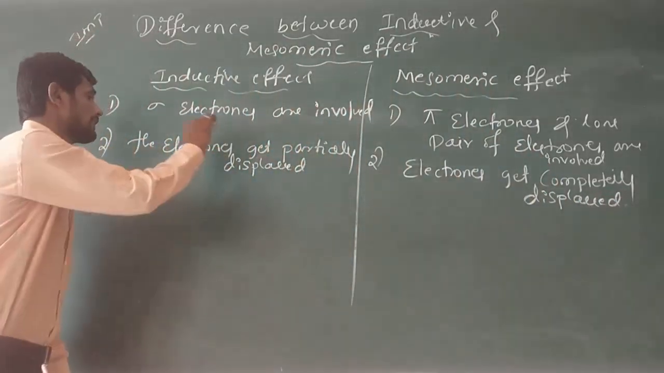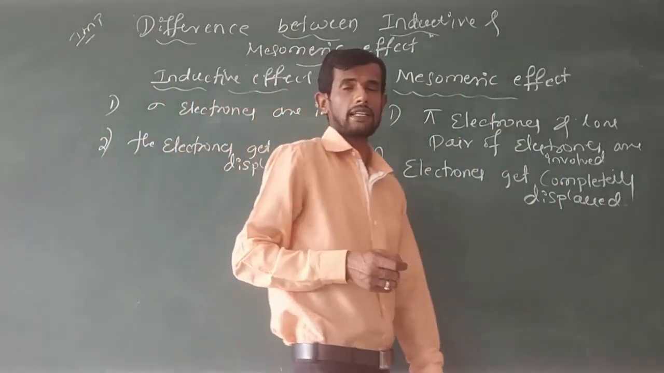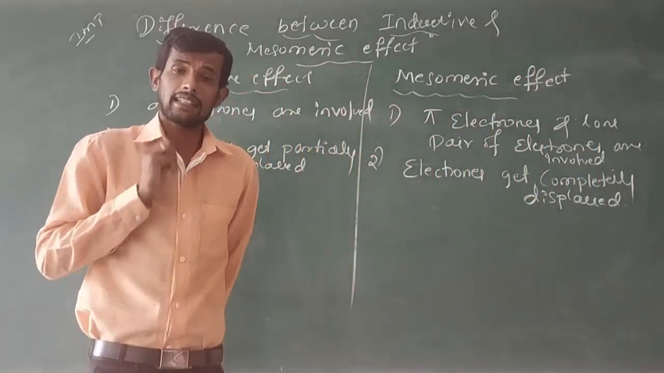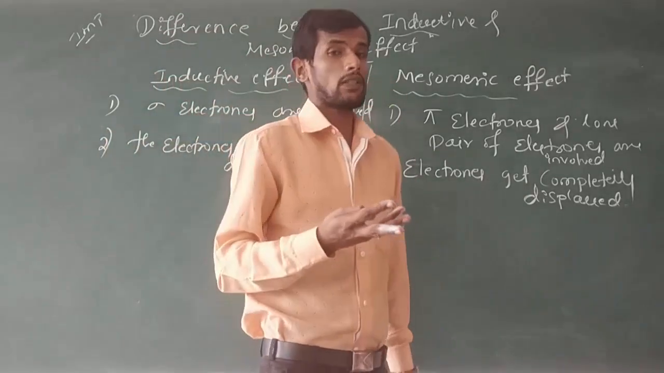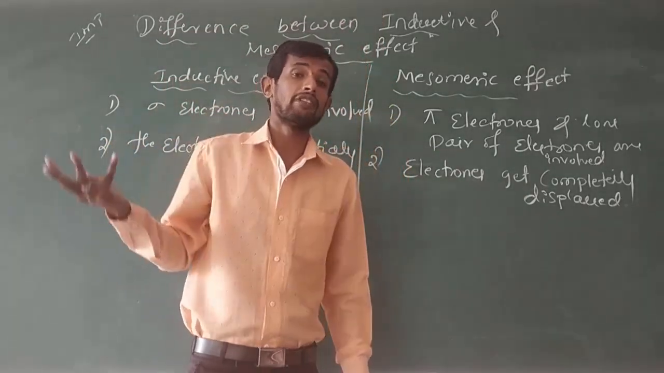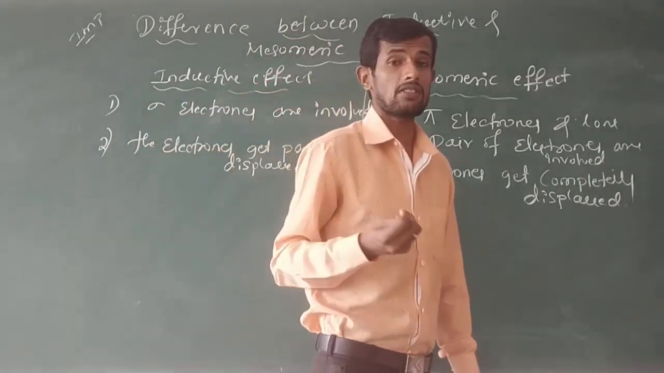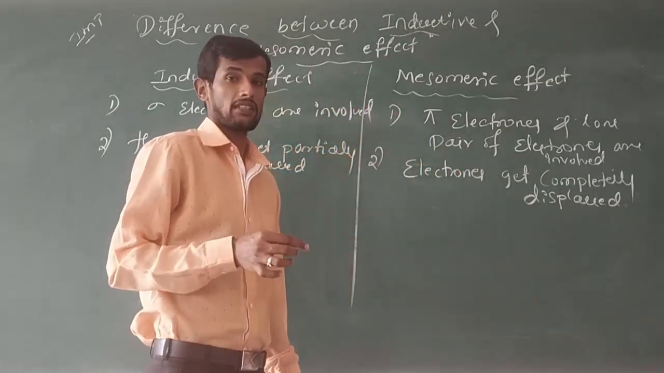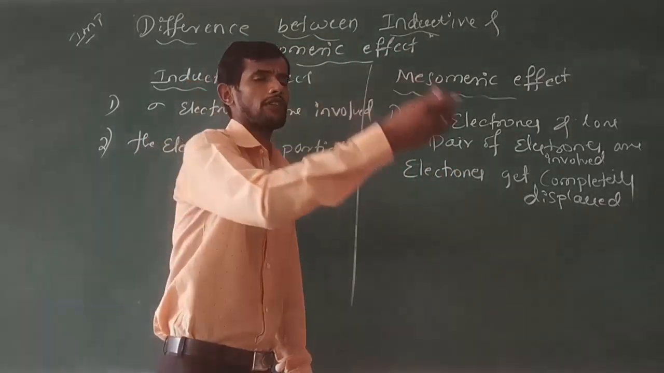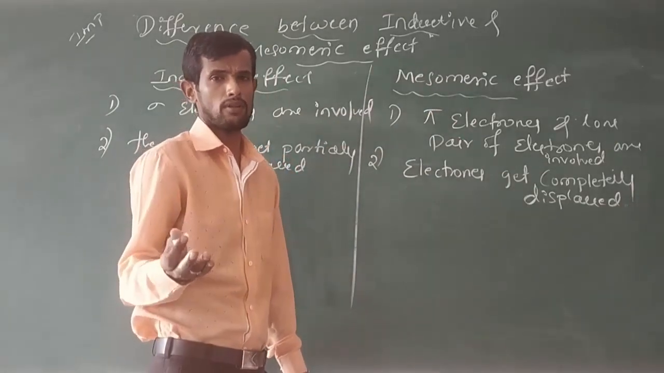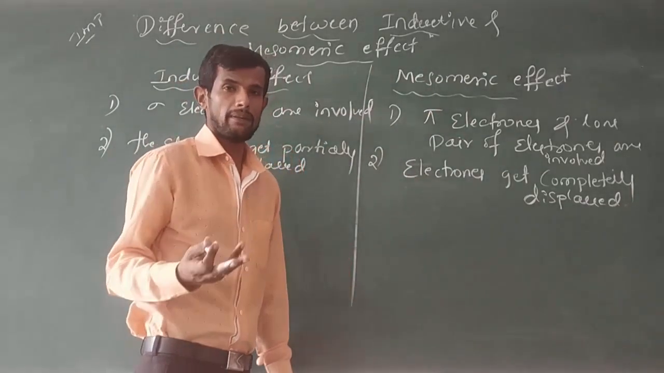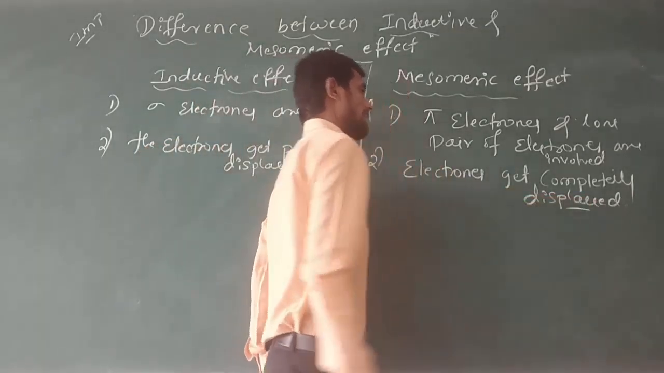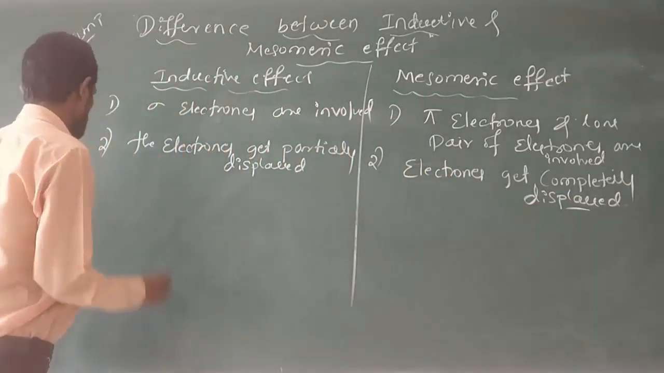In the inductive effect, the movement of electrons takes place towards the more electronegative atom. The one which donates the electron gets partial positive charge, and the one which accepts the electron gets partial negative charge. But the mesomeric effect is formed due to the transfer of pi electrons, the movement of electrons through pi bonds or pi bond and lone pair of electrons. Is it right? Yes. Here electrons are completely displaced.